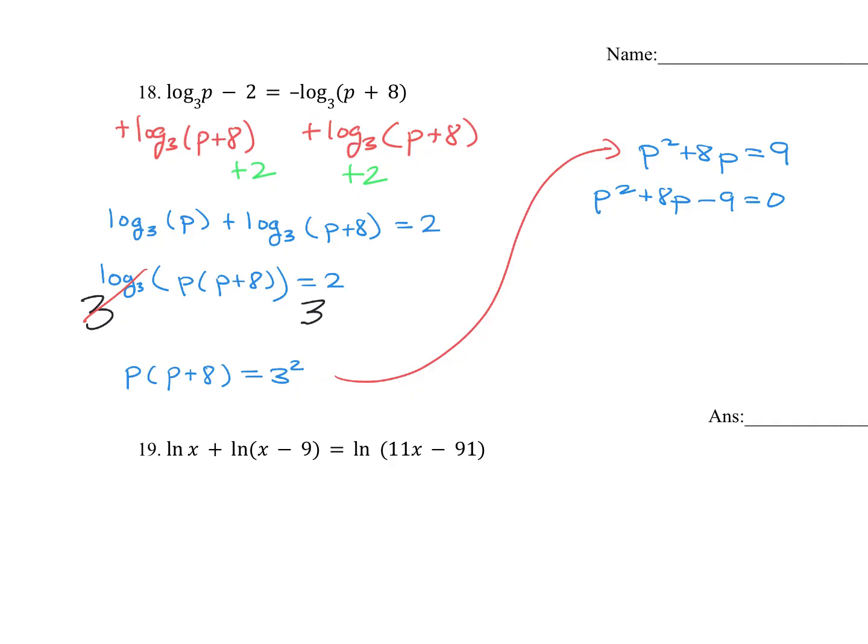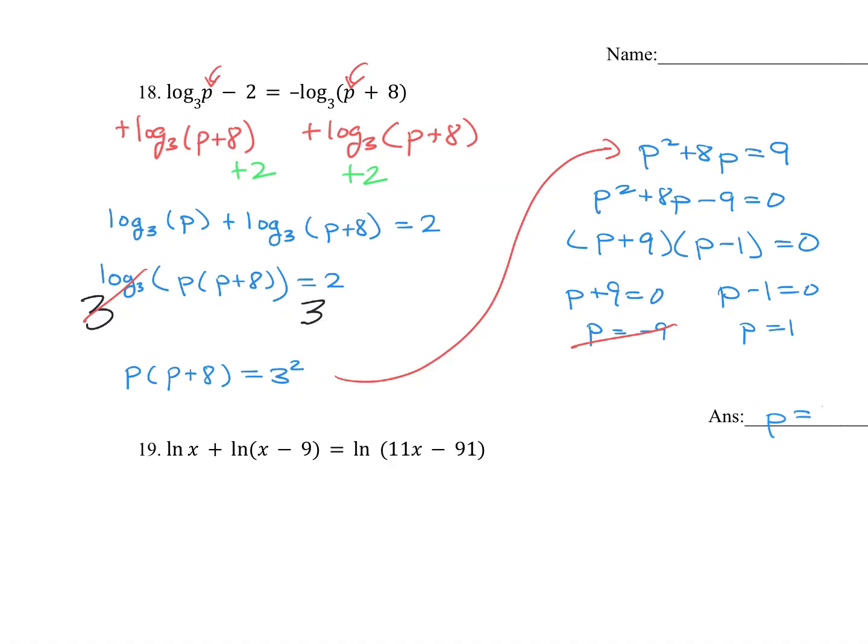So I've got to find two numbers that multiply to make a negative 9 and have a difference of 8. Well, that's going to be p plus 9 and p minus 1. That makes that factor. So p plus 9 equals 0, or p minus 1 equals 0. So p is either negative 9 or p is equal to positive 1. You will notice that I can't keep negative 9, because if I stick a negative 9 in either one of these original logarithms, I'm going to have a negative number in the log. So that number is no good. It's outside the domain, and my only solution is p equals 1.